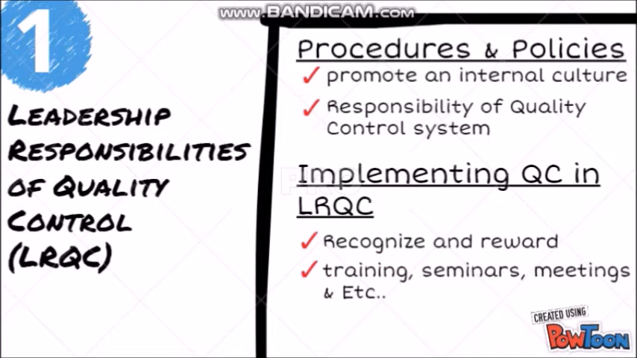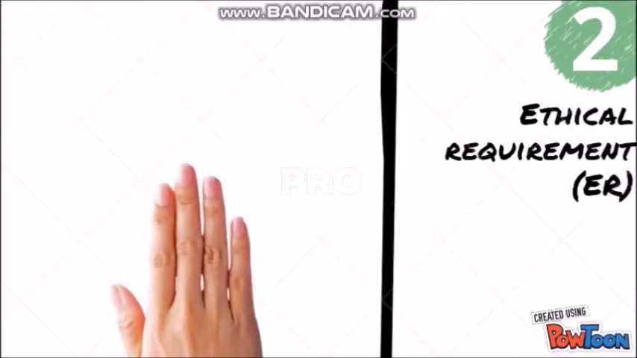A. The management should recognize and reward high quality work. This is to ensure better satisfaction of work and offer encouragement to do better quality work. B. Another way to implement leadership responsibilities of quality control is by training, seminars, meetings, formal or informal dialogue, mission statements, and newsletters.